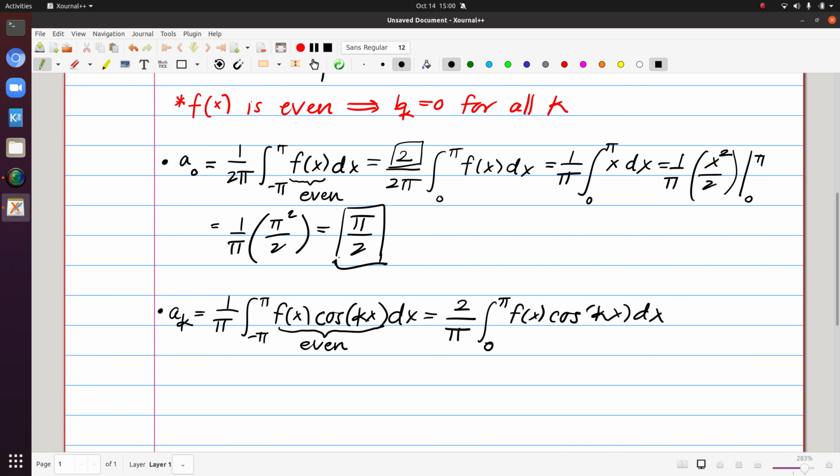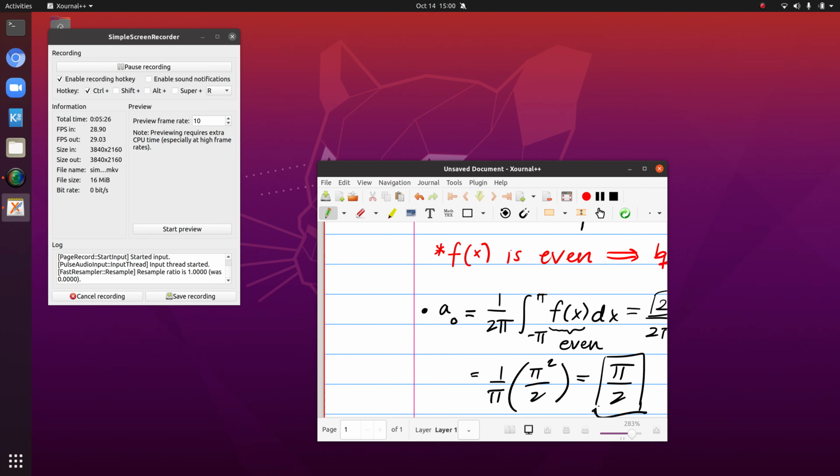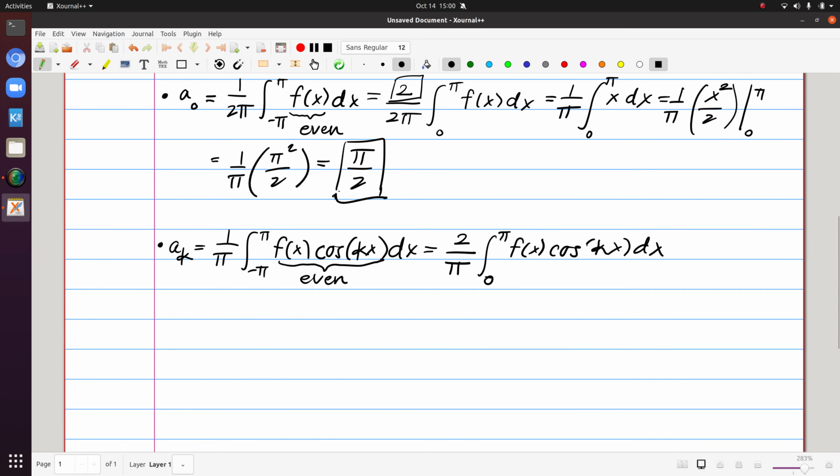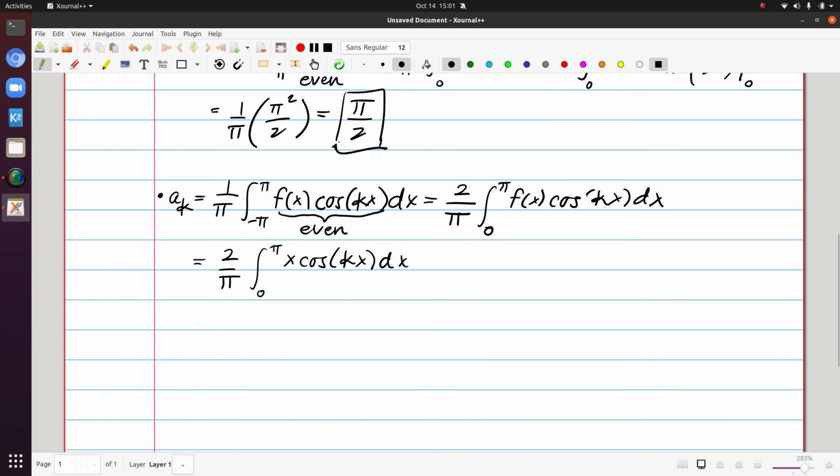And again, one nice thing in doing that is that on that interval from 0 to pi, f of x is just equal to x. So I don't need to go through breaking this up into two pieces. So we are left with 2 over pi, the integral from 0 to pi of x cosine kx. Now notice here that I'm going to need to use integration by parts to evaluate this integral.